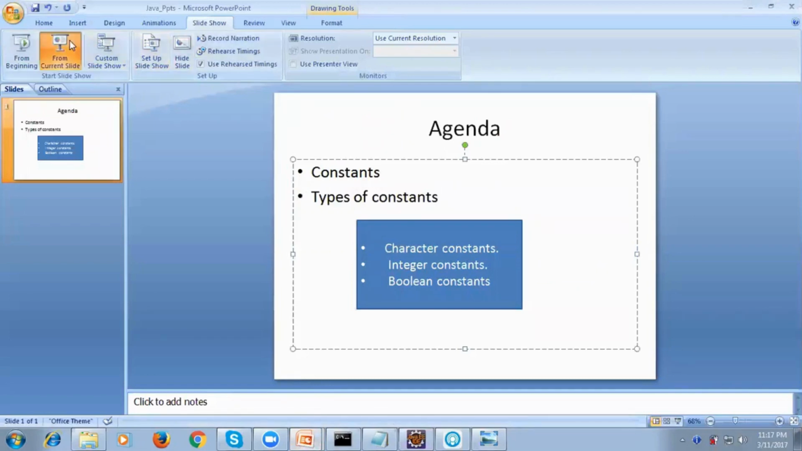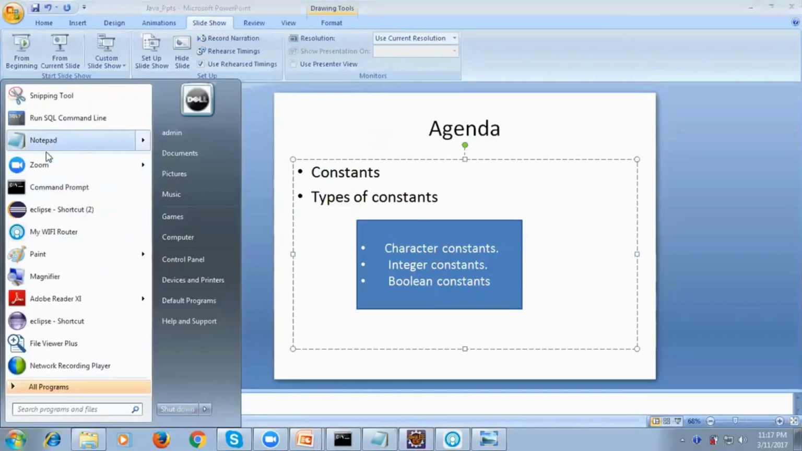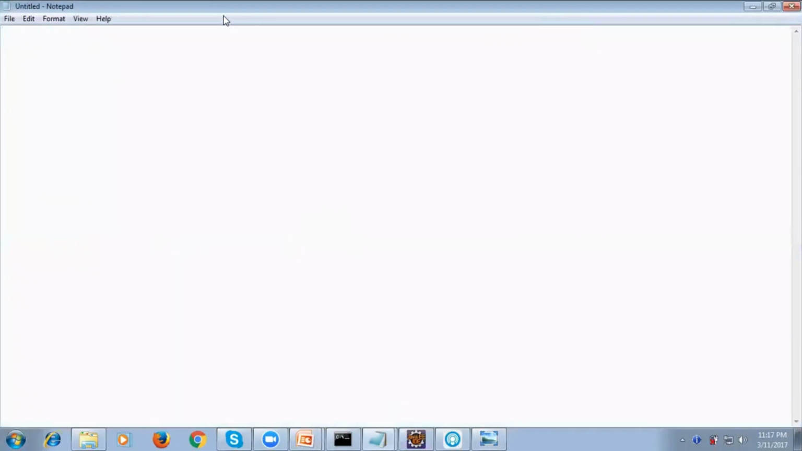Constants and types of constants. In this video, let us talk about what is a constant and what are the different types of constants we have. Now, when I talk about constants, what is a constant? Constant is a fixed value.